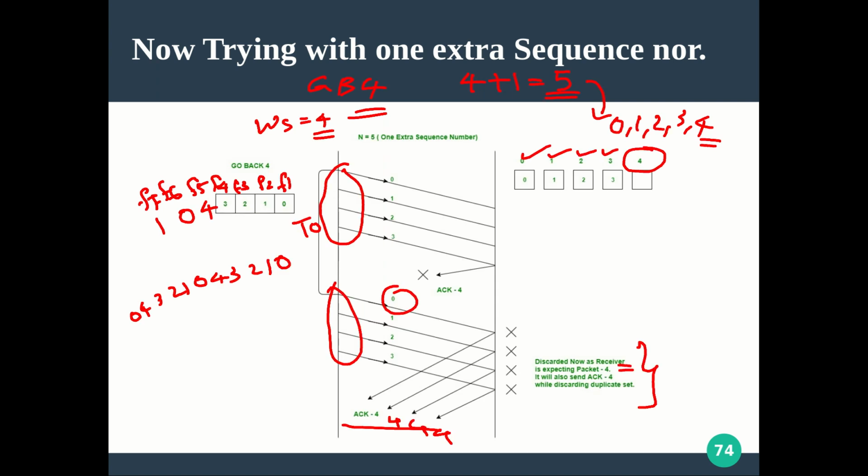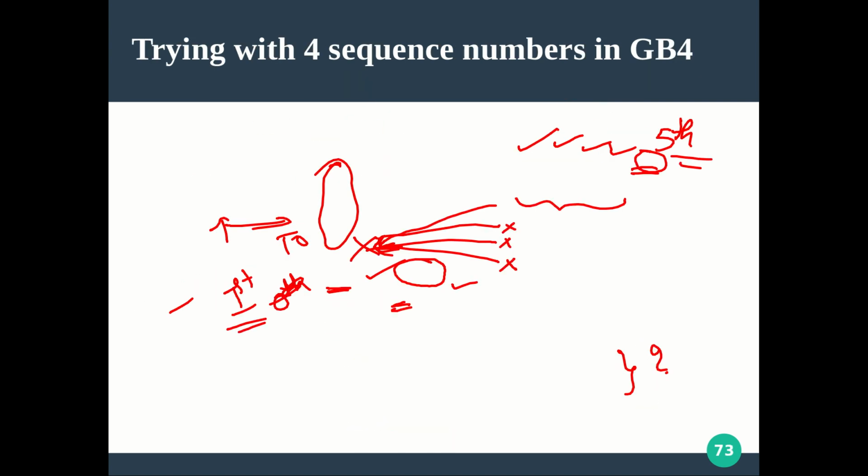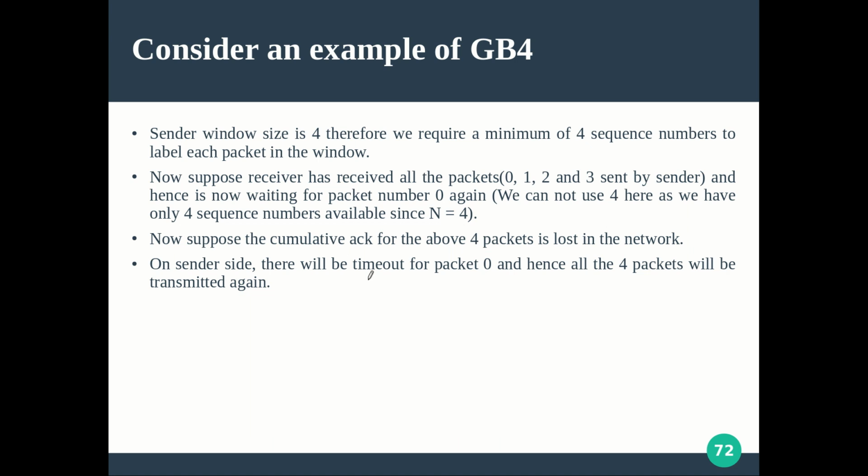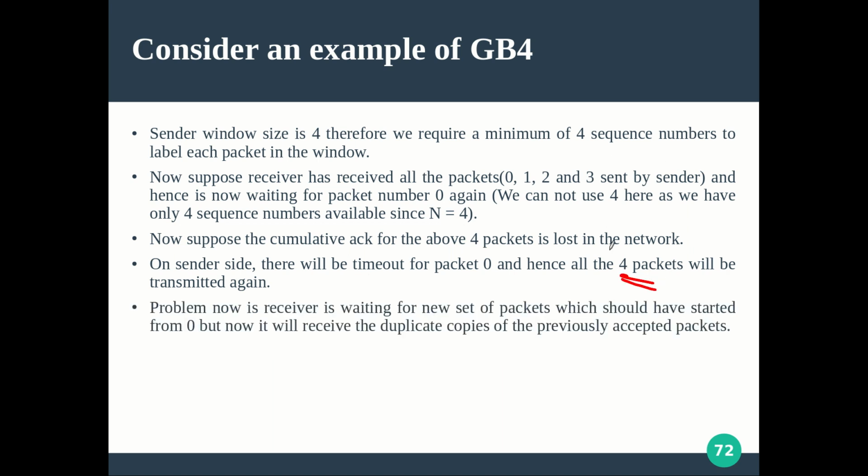So now this is clear. Let us just read something. Let me clear these things. Yeah, so at some point from here we moved to those examples. So on the sender side, packet 0, hence all the 4 packets will be transmitted again. Now it is clear for you, right?